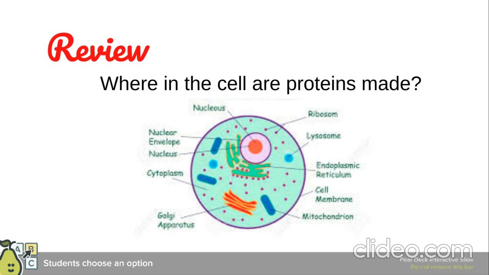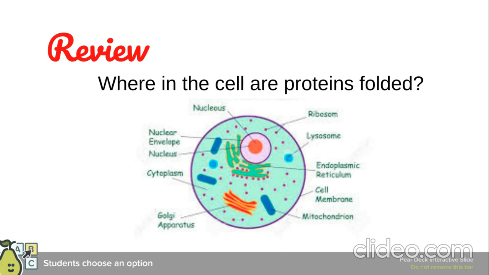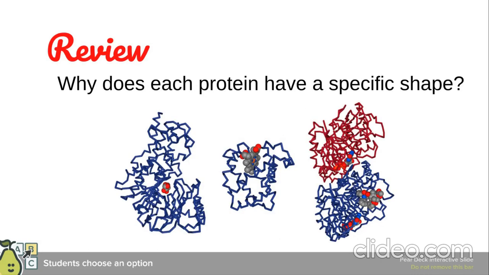Where in the cell are proteins made? Which part of the cell? The ribosome. So the ribosome makes proteins. What folds proteins? Which one folds proteins? This is the ER, the endoplasmic reticulum. Why does each protein have a specific shape? It has a specific shape because it has a specific job or a specific function. So the shape determines what it's going to be able to do.